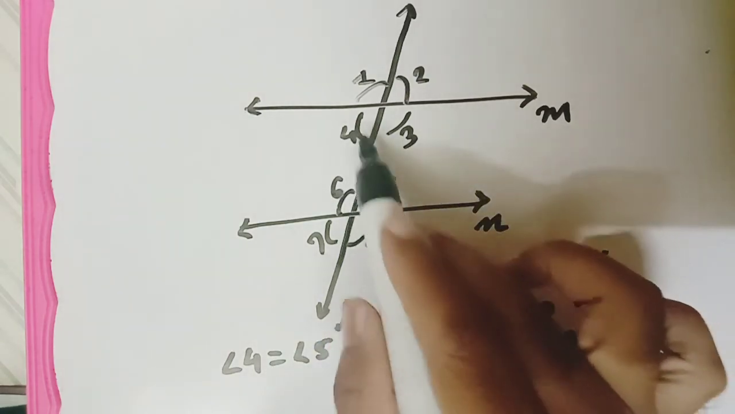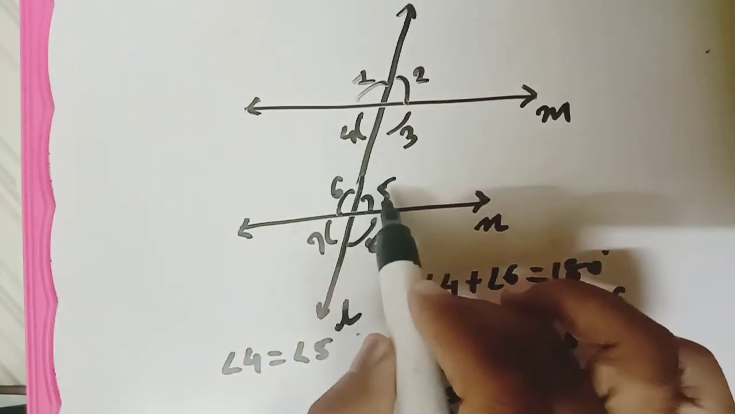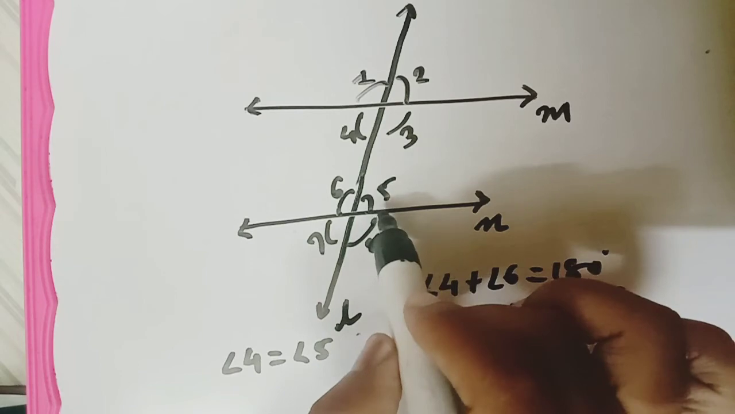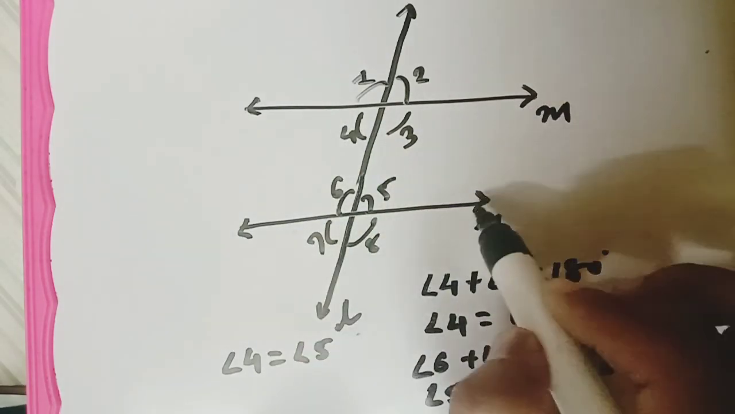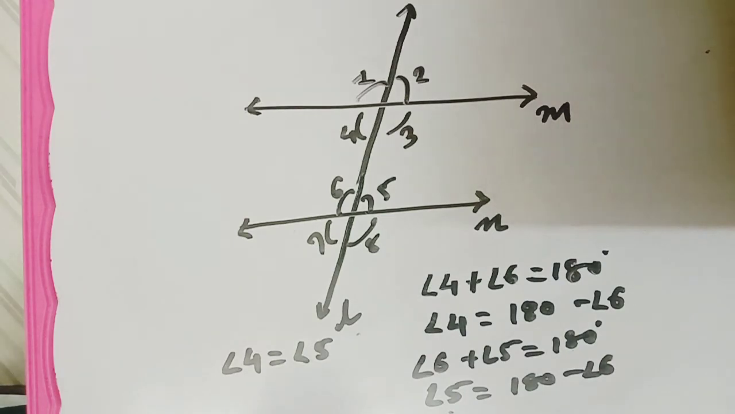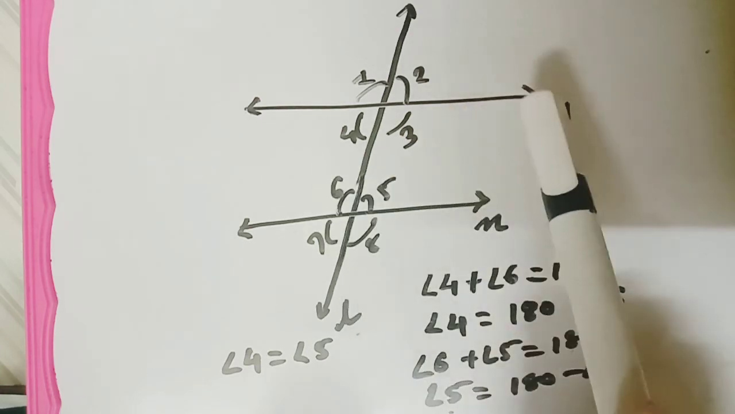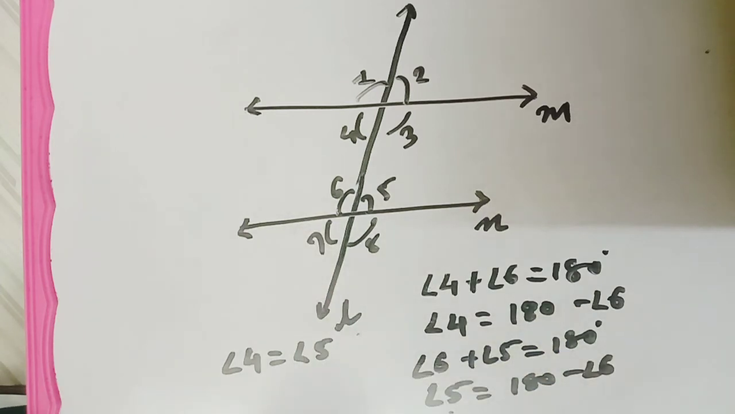So as angle 4 equals angle 5, and they are two alternate angles, we have already studied that when two alternate angles are equal, the lines are parallel, and so we can say that M is parallel to N. And so here we can conclude that if the interior angles are supplementary, then the lines are parallel, and if the lines are parallel, then the interior angles are supplementary.